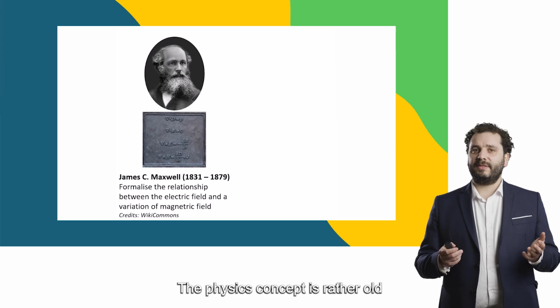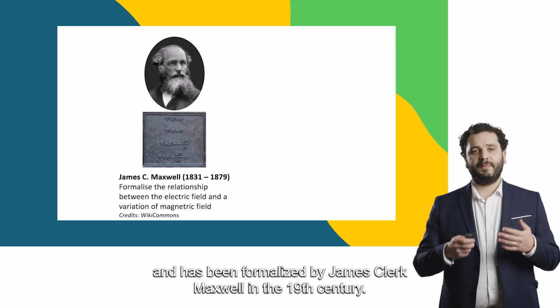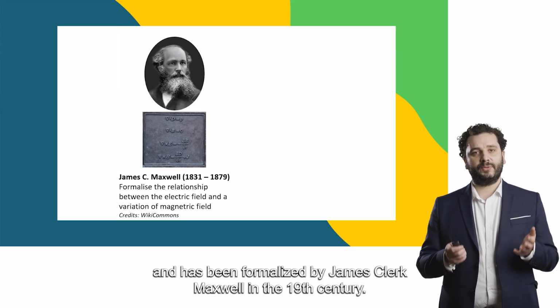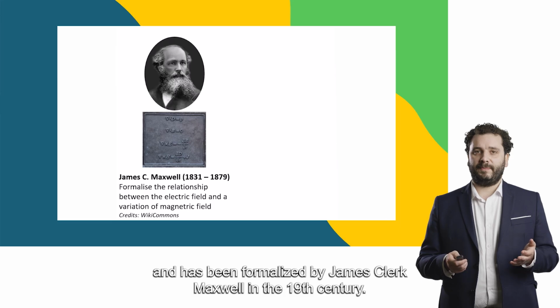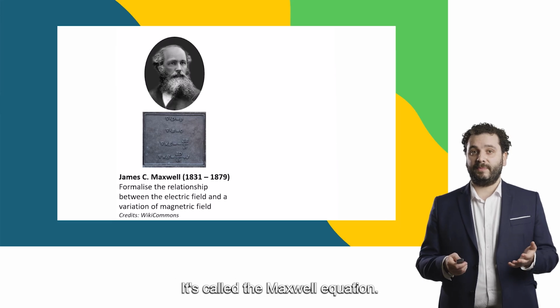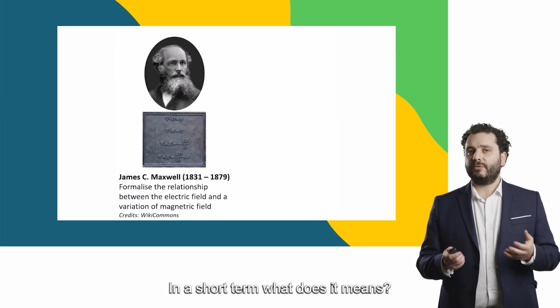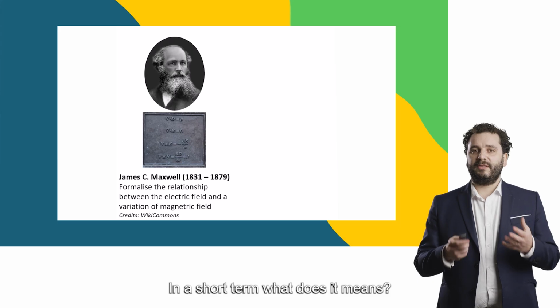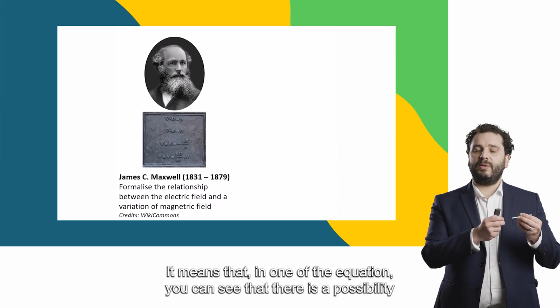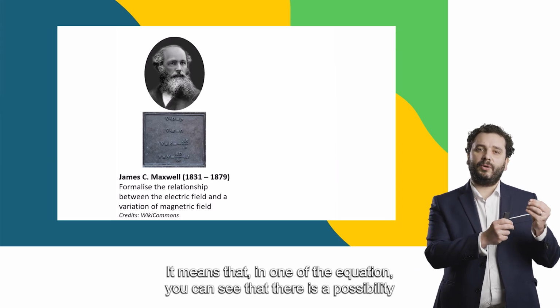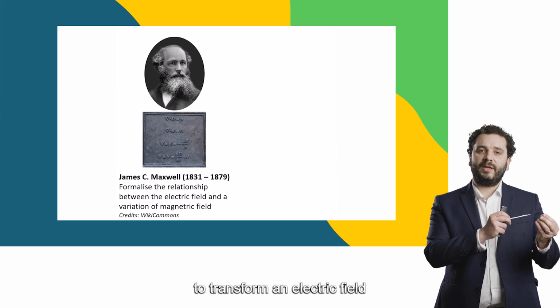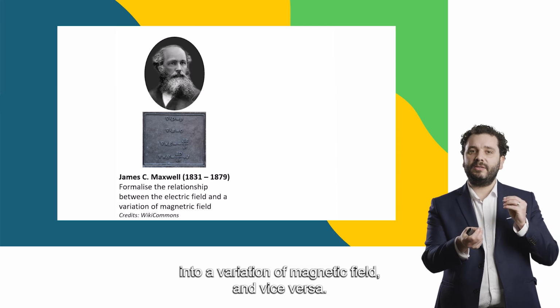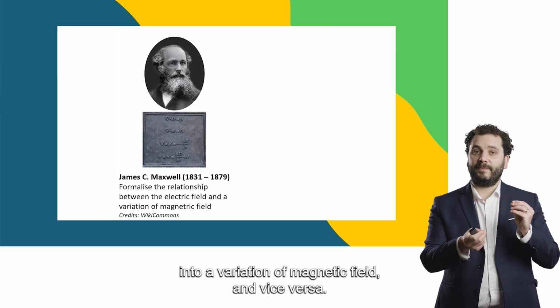The physics concept is rather old and has been formalized by James Clerk Maxwell in the 19th century. It's called the Maxwell equation. In short, what does it mean? It means that in one of the equations you can see that there is a possibility to transform an electric field into a variation of magnetic field and vice versa.